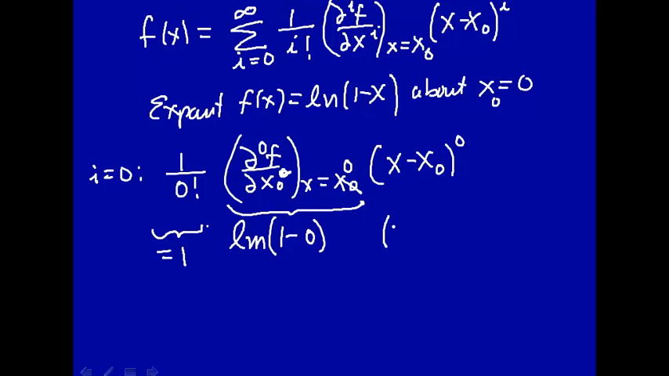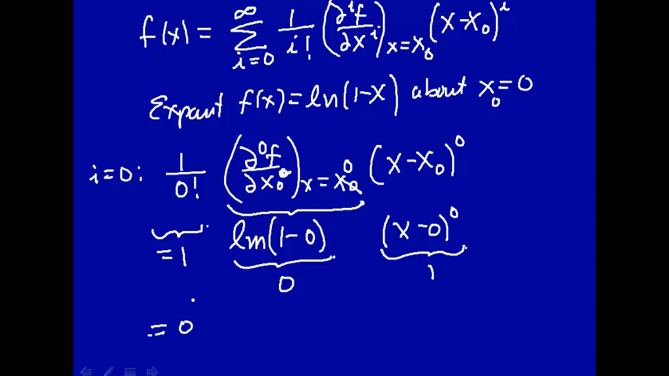And this term will be x minus 0 raised to the 0 power. All right, this is equal to natural log of 1, which is 0, and this is equal to anything raised to the 0 is 1. So this, the i equals 0 term, is equal to 0.